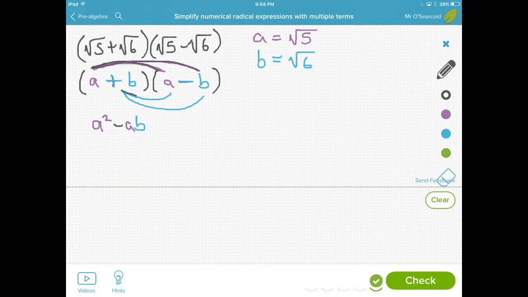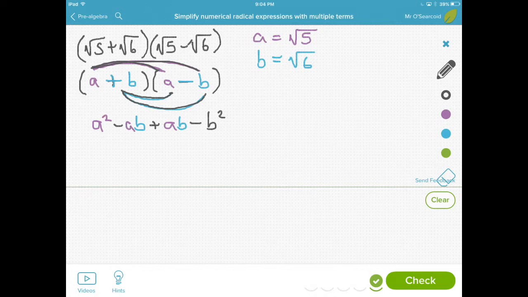This positive b times a, of course, is plus ab. Even though it's b times a, we're going to write it as ab because it doesn't matter which order you do, and I prefer doing alphabetical order. And then this positive b times negative b is, of course, negative b squared.